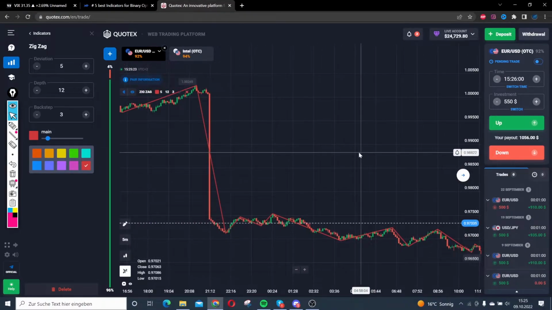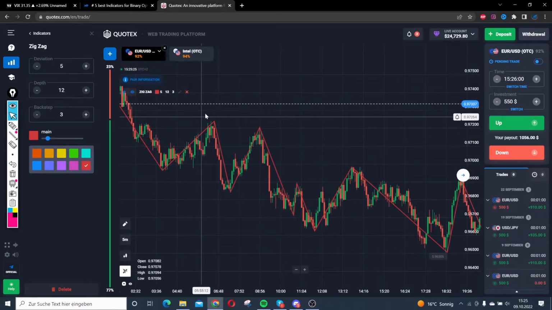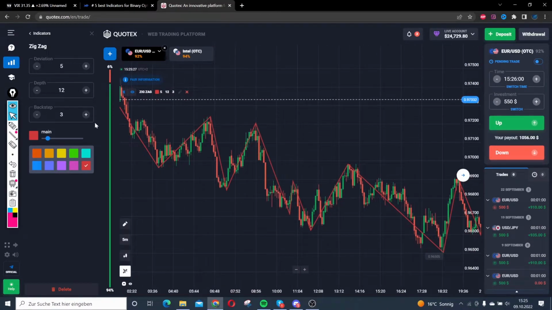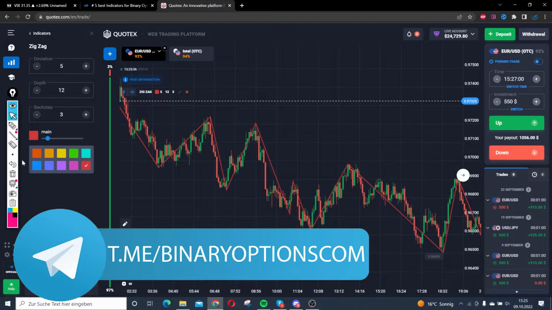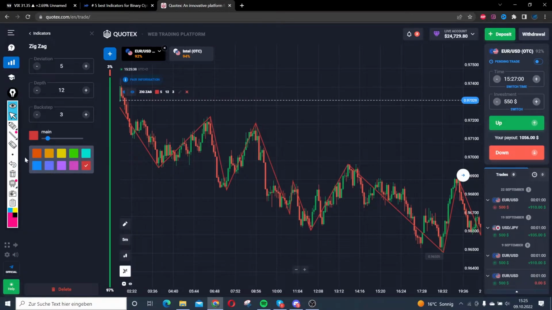You can see it here directly. These are the important points, and it's a nice indicator for measuring the trend and seeing the highs and lows for price action, which I showed you in the last trading videos.